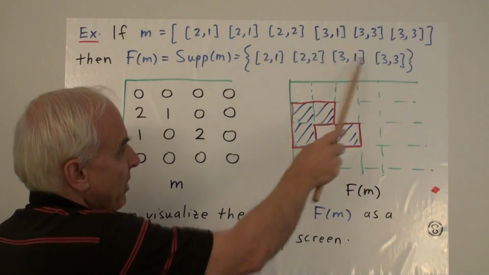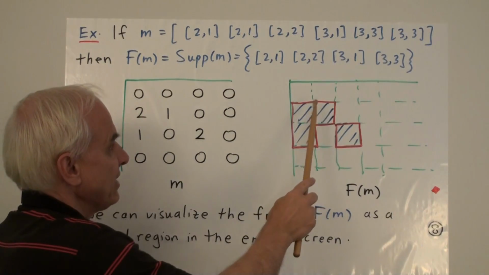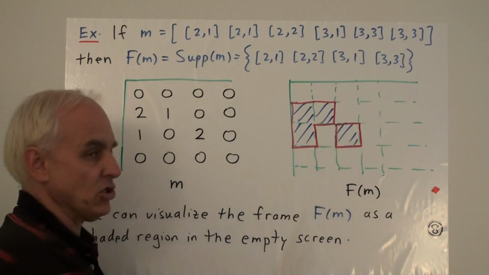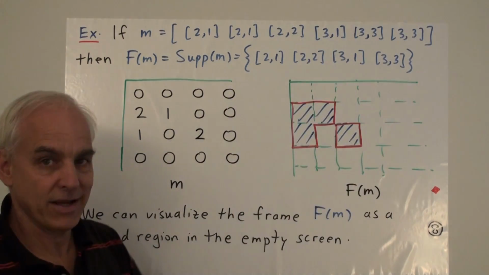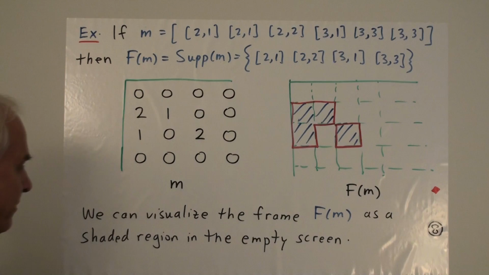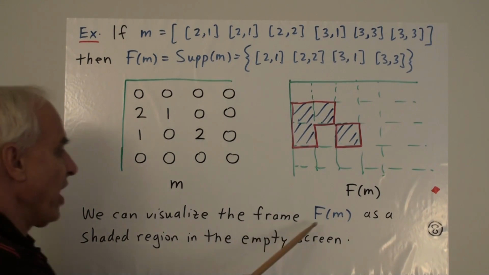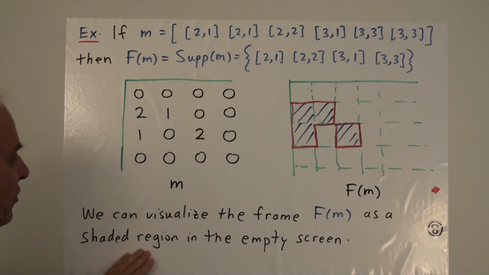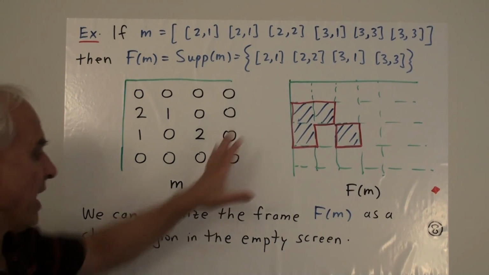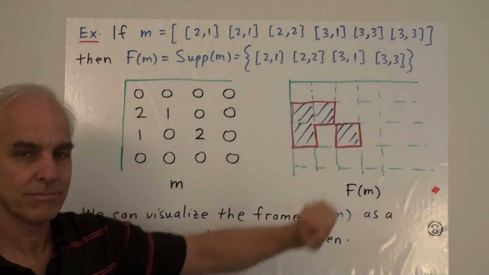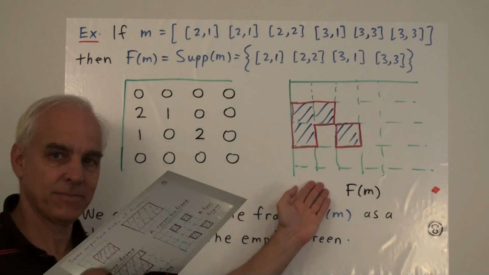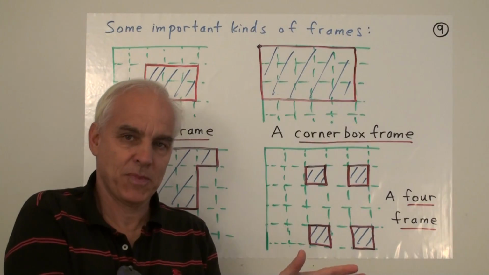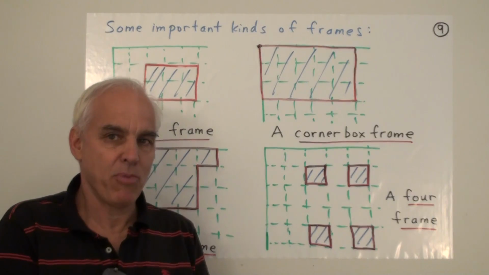It's this one up here, but we can visualize that set in terms of this region. So just by drawing a region on the screen, we exhibit this frame. So we can visualize the frame F of M as a shaded region in the empty screen. A maxel and its frame. So regions in the screen, or these frames, will become important for us.